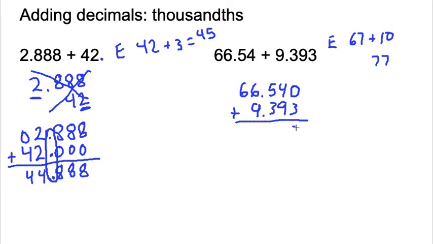So we end up with 0 plus 3 is 3. 9 plus 4 is 13. Carry our 1. And we end up with 5 plus 3 is 8, plus the 1 is 9. Decimal there. 9 plus 6 is 15. 5, carry our 1. And that would give us 7. So it was 75 and 933 thousandths. Again, lining up our decimals is what we need to do with all of these. That's the biggest mistake students make. So make sure you line up your decimals.